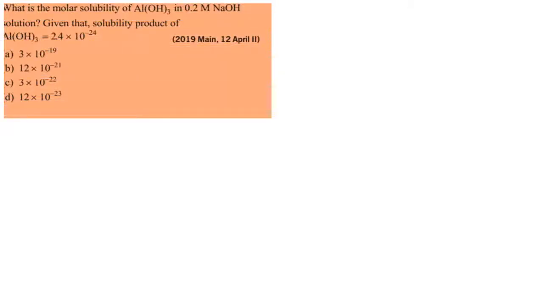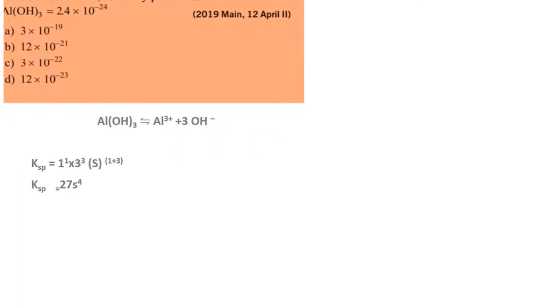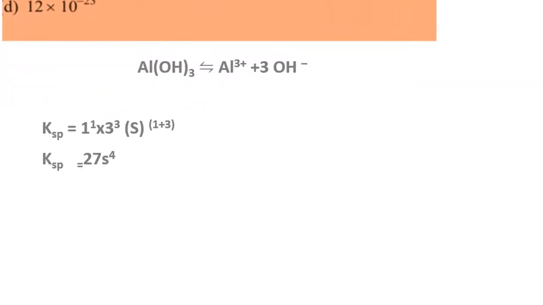It is a problem from 2019 JEE Main. What is the molar solubility of aluminum hydroxide in 0.2 M sodium hydroxide solution? So it is based on the common ion effect again. The dissociation of aluminum hydroxide gives Al3 plus and 3 OH minus ions. The Ksp is written as 1 power 1 into 3 power 3 into S power 1 plus 3. So Ksp is equal to 27 S power 4.